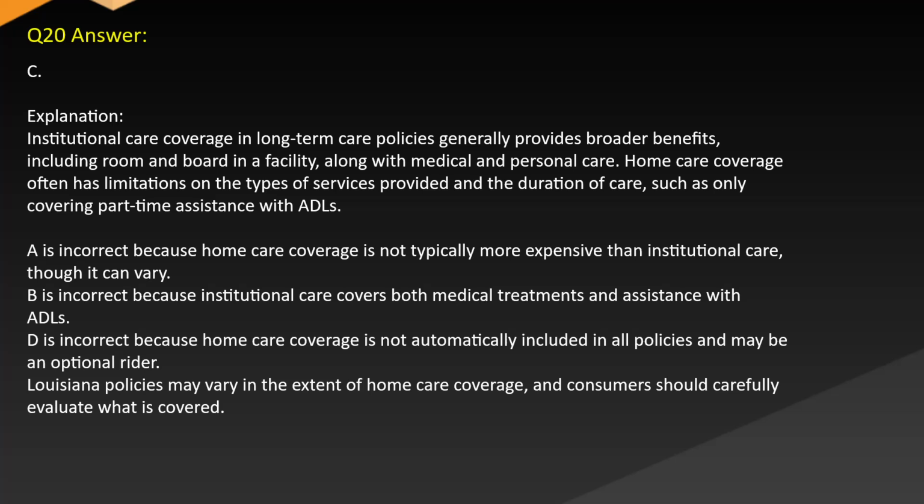A is incorrect because home care coverage is not typically more expensive than institutional care, though it can vary. B is incorrect because institutional care covers both medical treatments and assistance with ADLs. D is incorrect because home care coverage is not automatically included in all policies and may be an optional rider. Louisiana policies may vary in the extent of home care coverage, and consumers should carefully evaluate what is covered.